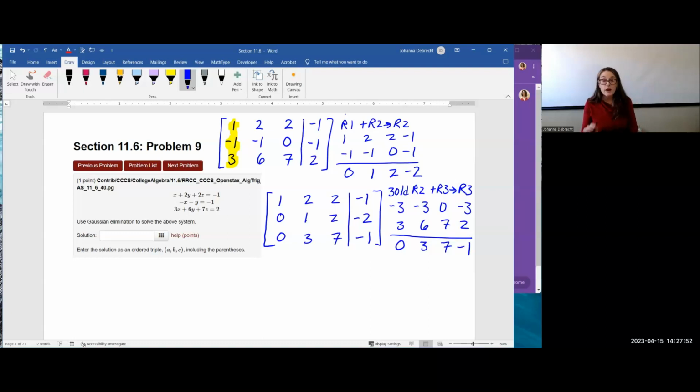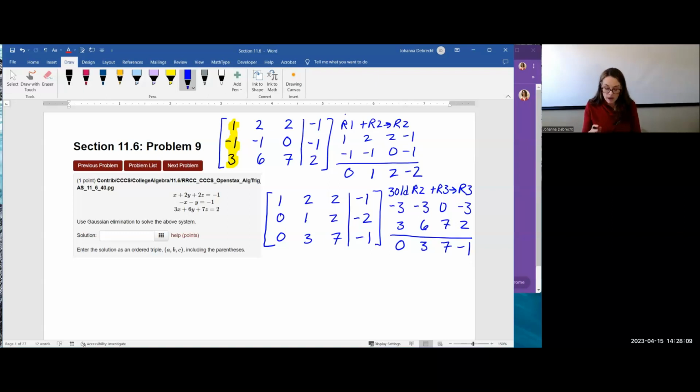All right. Now, have I fixed column 1? I have one number and 2 zeros. Whether or not I put a 1 there depends on whether or not it would introduce fractions. If it introduces fractions, wait and do it at the very end.